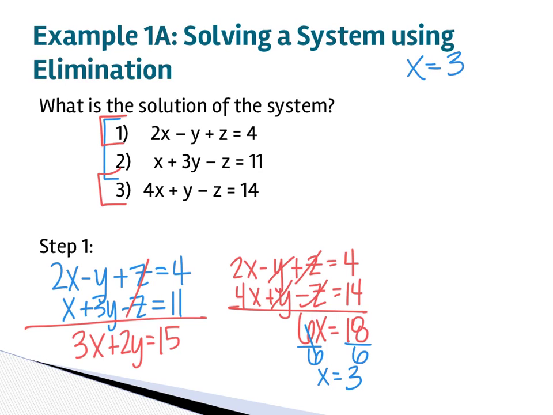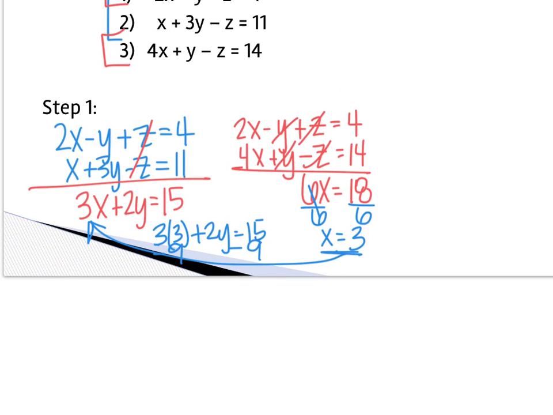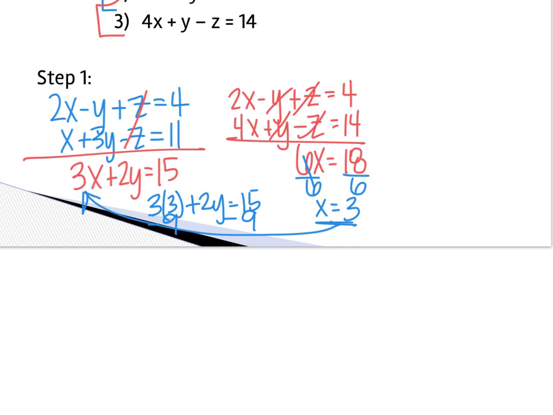Now I need to find y and z. All I have to do to find y is take my 3 and plug it into the equation I have over here. So 3 times 3 plus 2y equals 15. That's 9. So if I subtract 9 from both sides, I get 2y equals 6. So y must be 3. So x is 3 and y is 3.